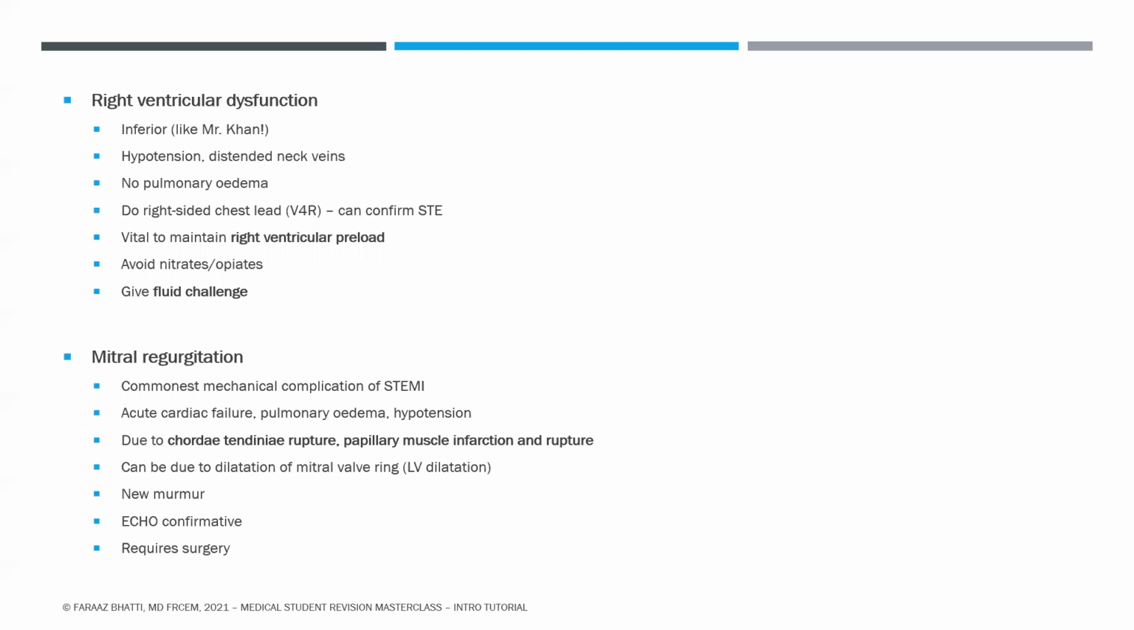Mitral regurgitation can occur after a STEMI. It's the most common mechanical complication. It leads to acute cardiac failure, pulmonary edema, and hypotension, and is due to rupture of the chordae tendineae, or papillary muscle infarction and rupture. It can be due to dilatation of the mitral valve ring as a result of left ventricular dilatation. You may hear a new murmur. An echocardiogram is confirmative, and these patients require surgery.